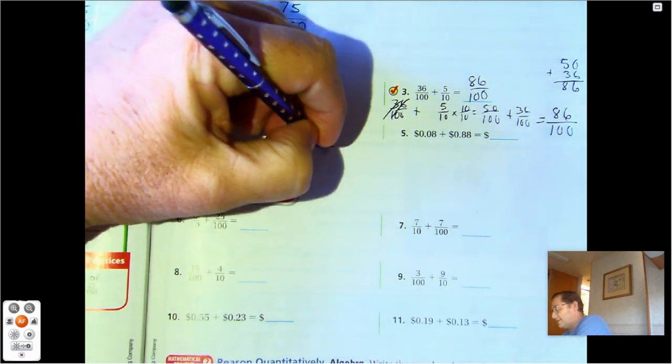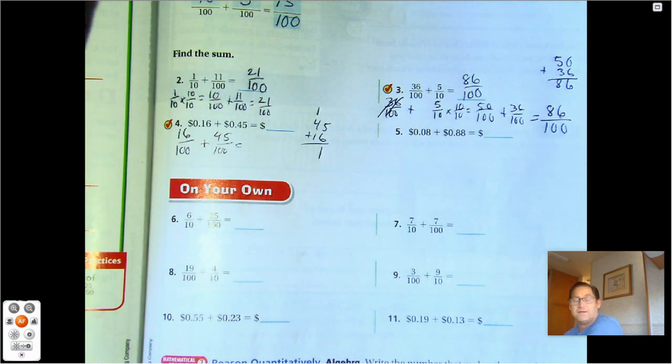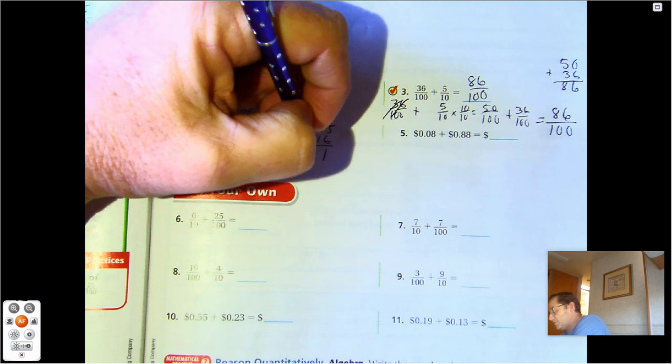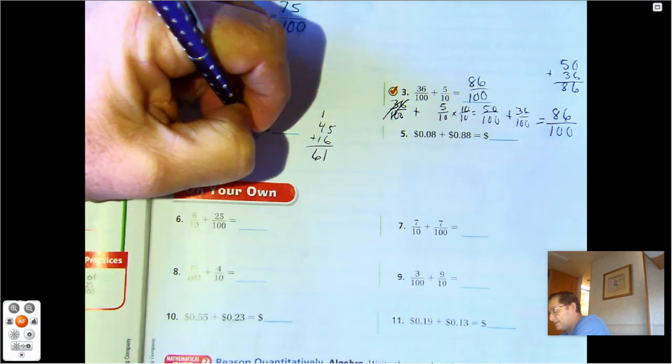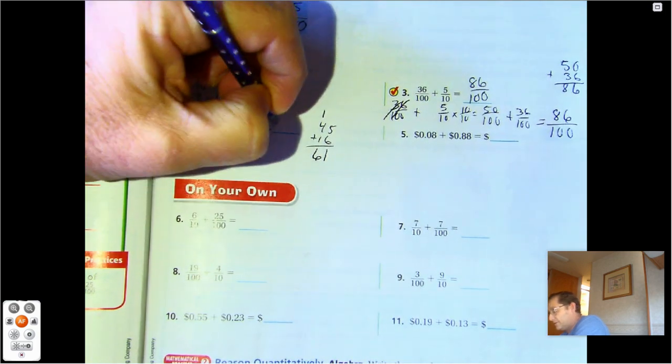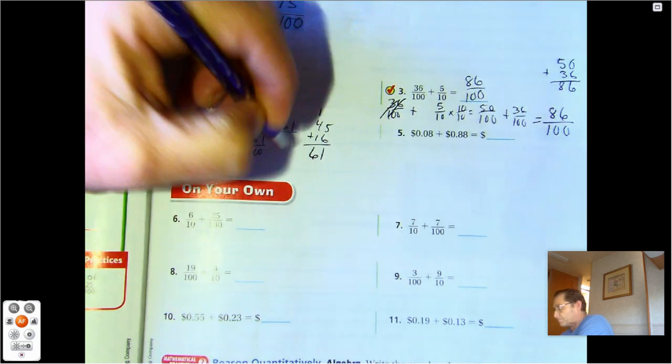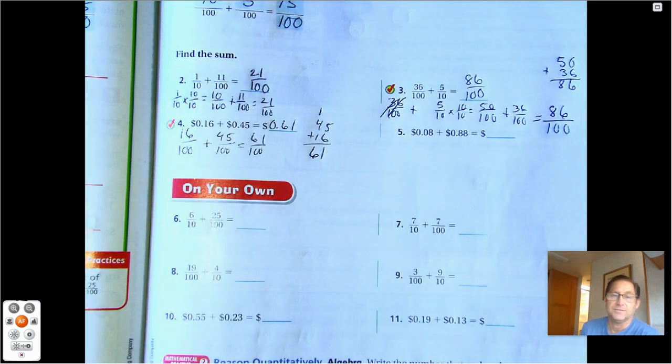6 and 5 ones is 11 ones. Regroup as 1 ten and 1 one. We have 4 and 1 is 5 plus the regrouped is 6, so 61. So we have 61 hundredths of a dollar, which would be 0.61.